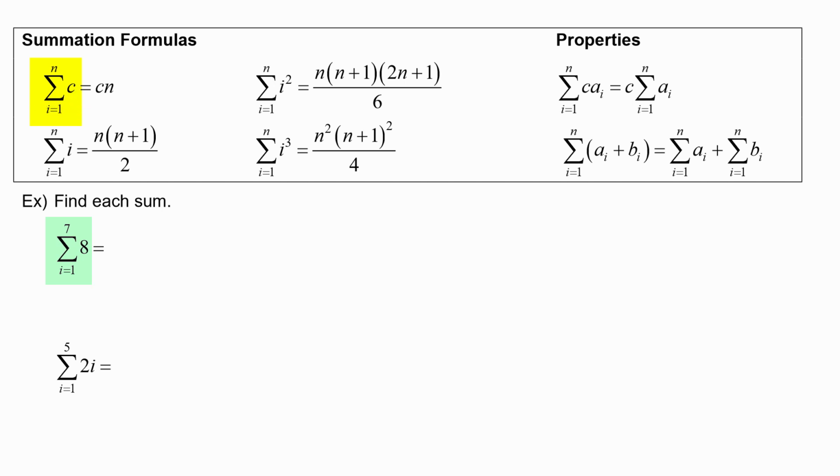And the rule says that the summation i equals 1 to n of c is just equal to c times n. So all we have to do here is take c times n. It's kind of a good idea to notate what it is you're doing. And that means we will take our constant, which is 8, times n, which is the upper bound, 7. So that means the summation i equals 1 to 7 of 8 is just equal to 56.